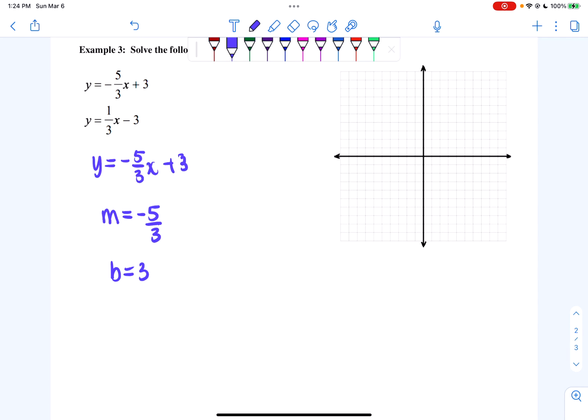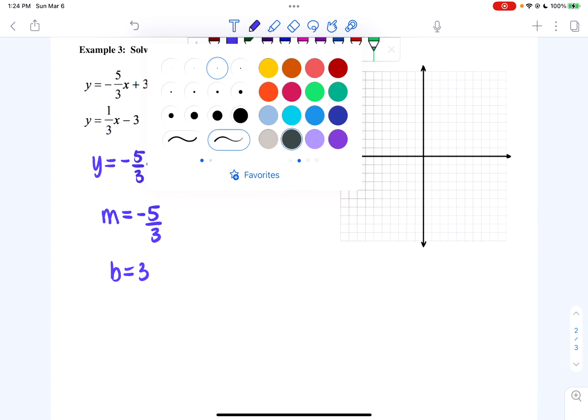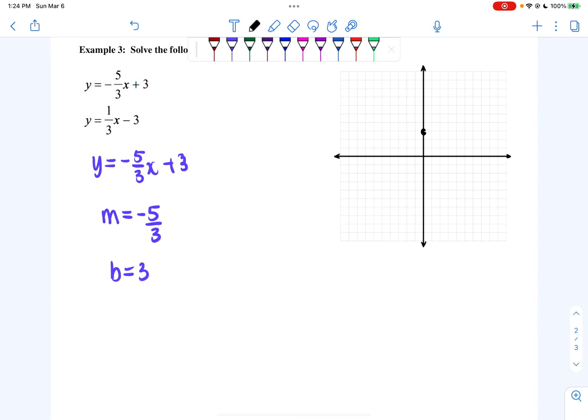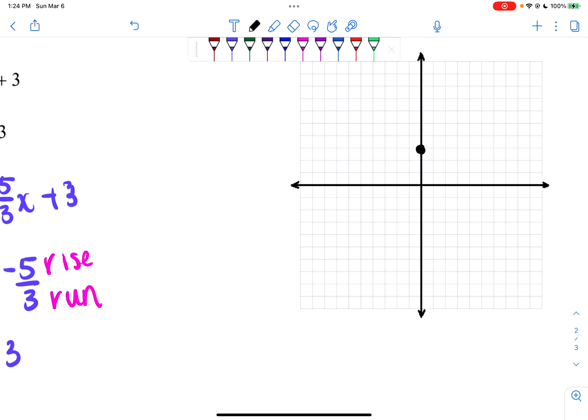So I'm going to plot a point at y equals 3. And I'm going to rise negative 5, so I'm going to go down 5 and run 3 to the right. So go down 5, right 3. 1, 2, 3, 4, 5. 1, 2, 3. And I run out of room.